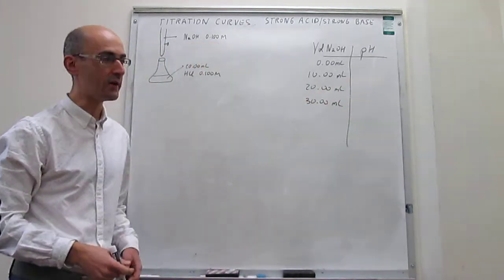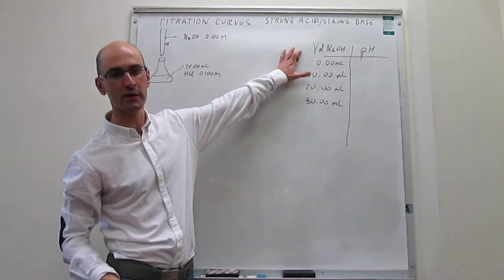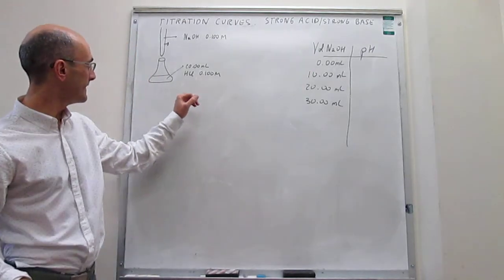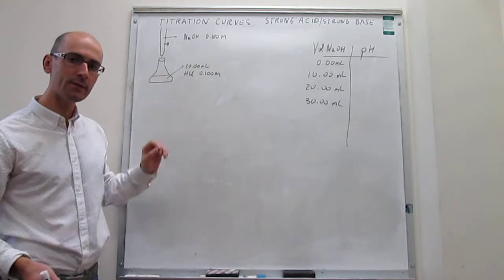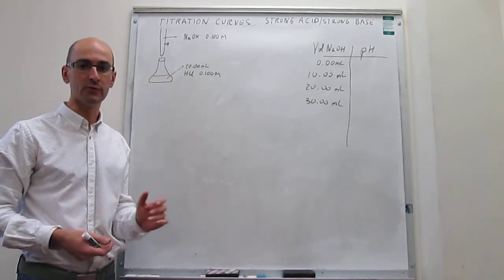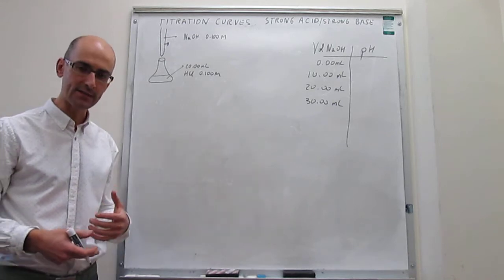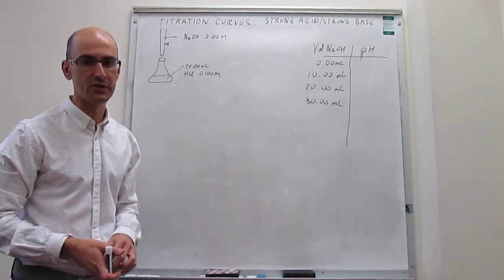The parameters are that the molar concentration of sodium hydroxide is 0.1 molar, and we're titrating 20 mL of hydrochloric acid, which is also 0.1 molar. So let's try to do each one of these calculations in turn.